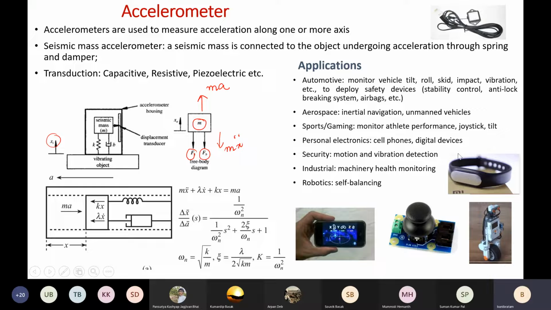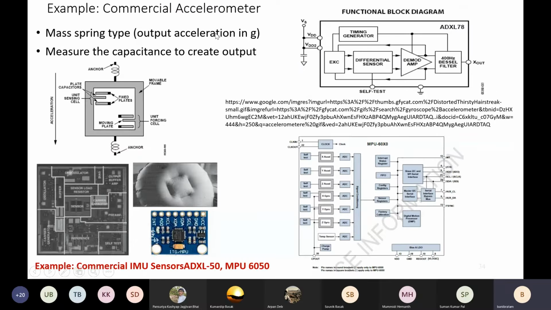So in that type of smart band also, the inertial sensors like accelerometers are incorporated. Okay, so this is about the accelerometer principle and the applications. And then here we are showing some commercial accelerometer example. This is the one manufactured by Analog Devices. Here also we can see the mass spring damper system, where accelerations will be measured in terms of electrical output.